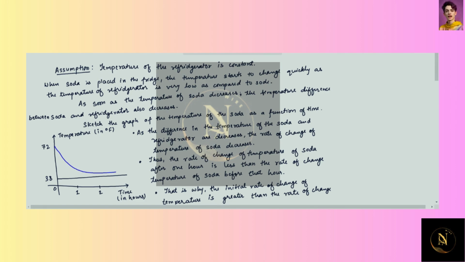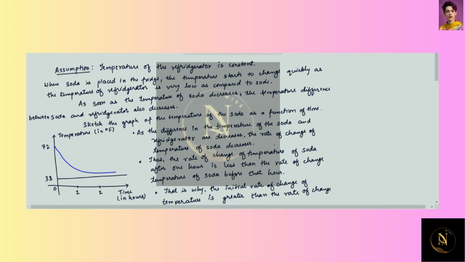In this problem, a warm can of soda is placed in a cold refrigerator, right? So we need to sketch the graph of the temperature of soda as a function of time, and it is asked secondly, is the initial rate of change of temperature greater or less than the rate of change after an hour. Right. So we need to sketch the graph first.